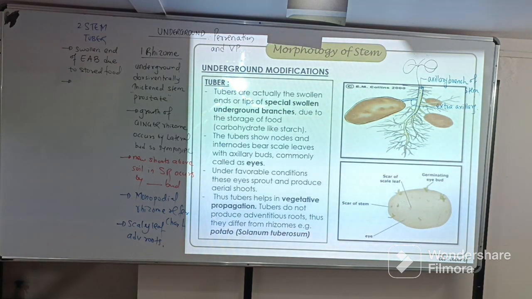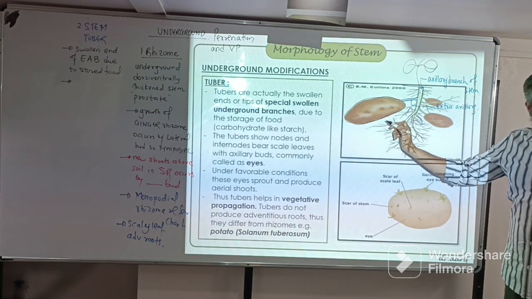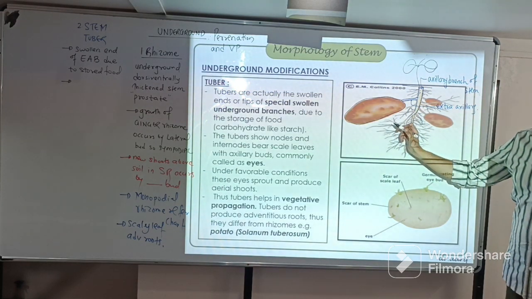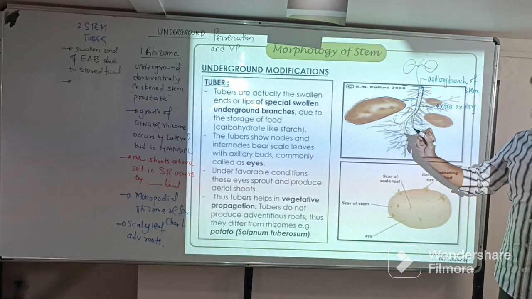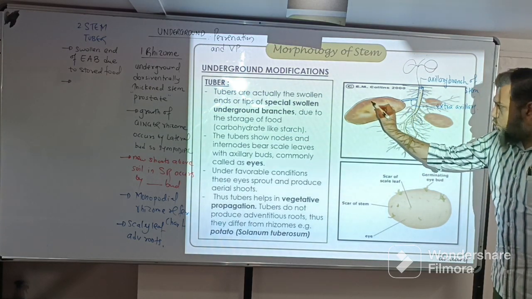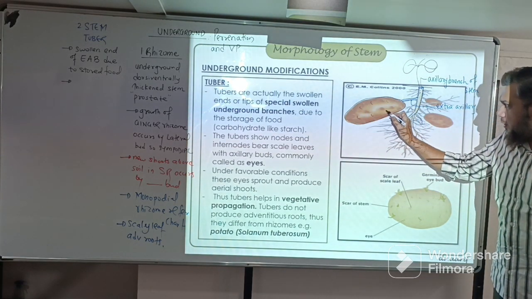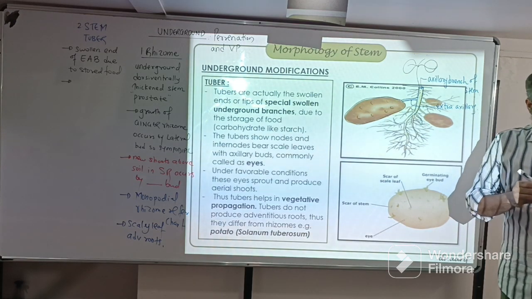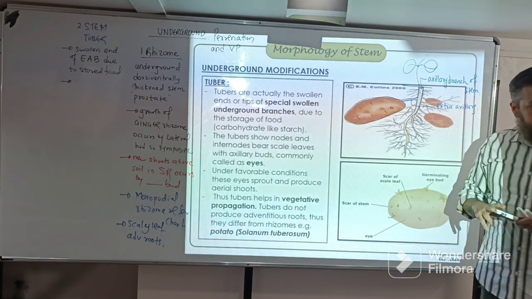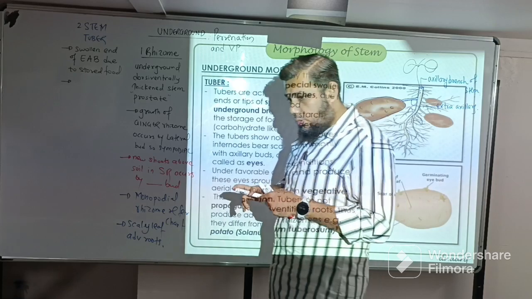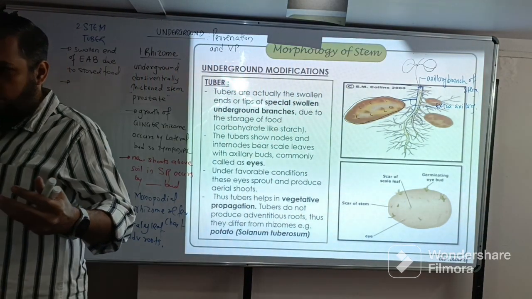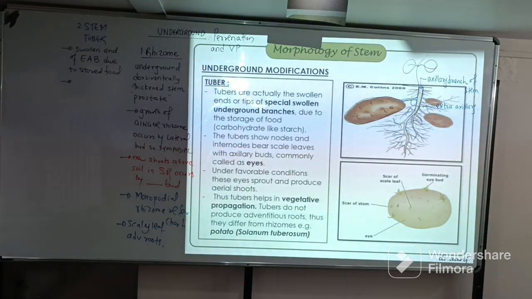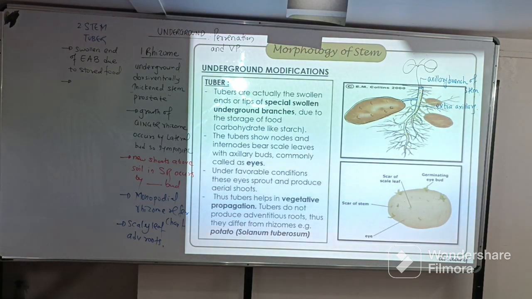Presence of nodes and internodes. Correct. So if you look at the potato stem tuber, it will show the presence of notches. Is the surface smooth or does it have deep notches in it? Are you looking at a potato right now? Is the surface smooth, or are there small notches?